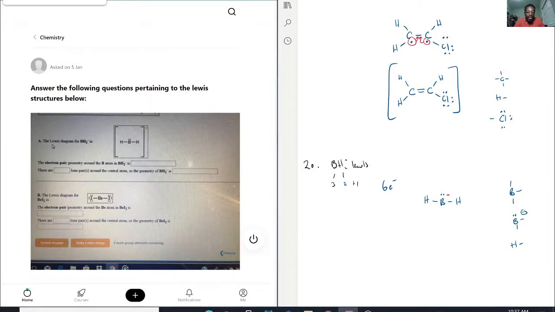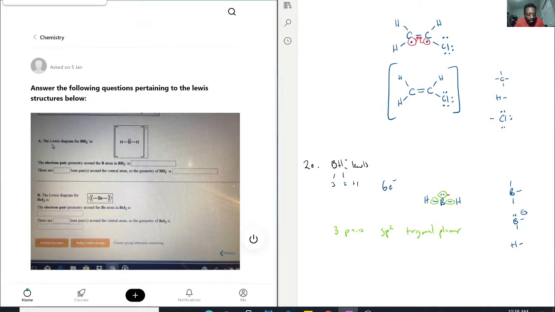So with that being said, the electron pair geometry around the B atom in BH2 minus is, based on the central atom, we have to circle the amount of pairs it has. It has 1 bonding pair, another bonding pair, and 1 lone pair. So in total, we have 3 pairs. This is known as sp2 hybridized, and for this shape, we say that it's trigonal planar. That is what we say when it comes to the electron pair geometry.